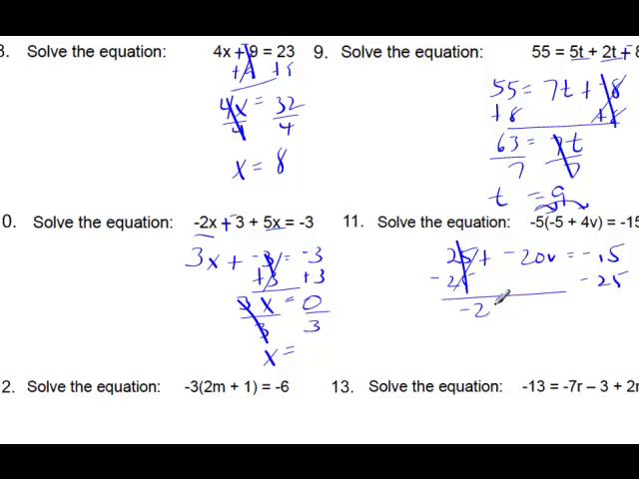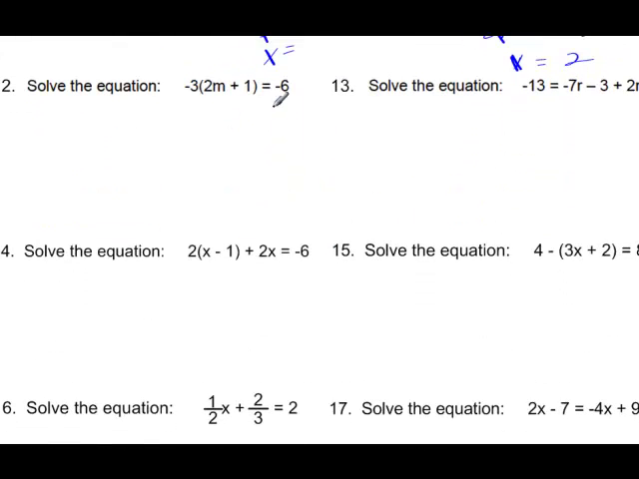So I have negative 20v equals negatives and more negatives is negative, and you add them. Okay, divide by negative 20, divide by negative 20. So v equals 2.